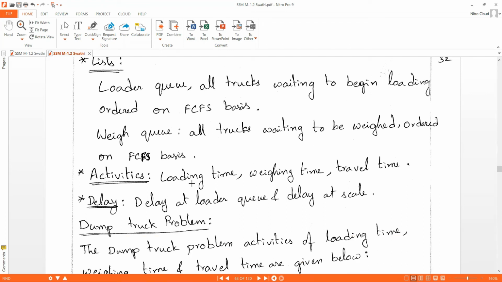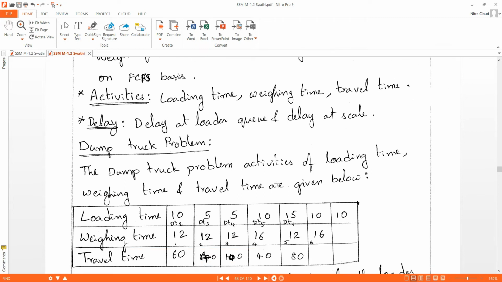And here the activities are loading time, weighing time, and travel time. We have three different times. For loading, how much time will it take? After loading, trucks will move to the weighing, and then they will travel. How much time it takes to unload and reach back to the loaders is the travel time. Next, delay is the delay at the loader queue and delay at the scale queue, which can be calculated here.